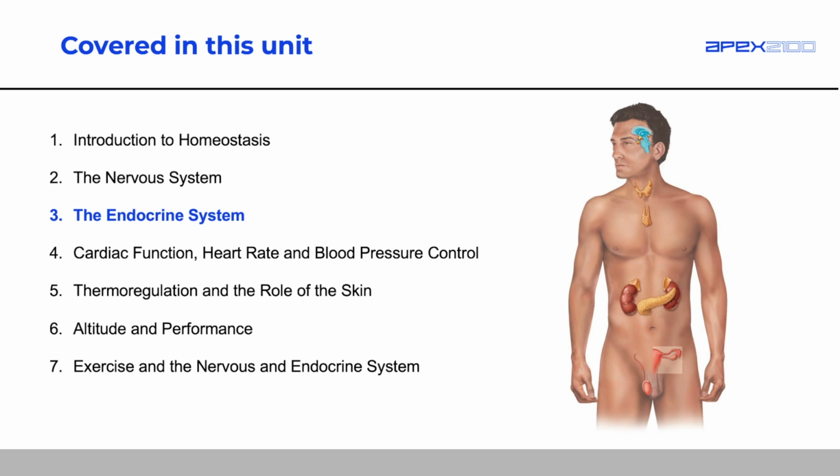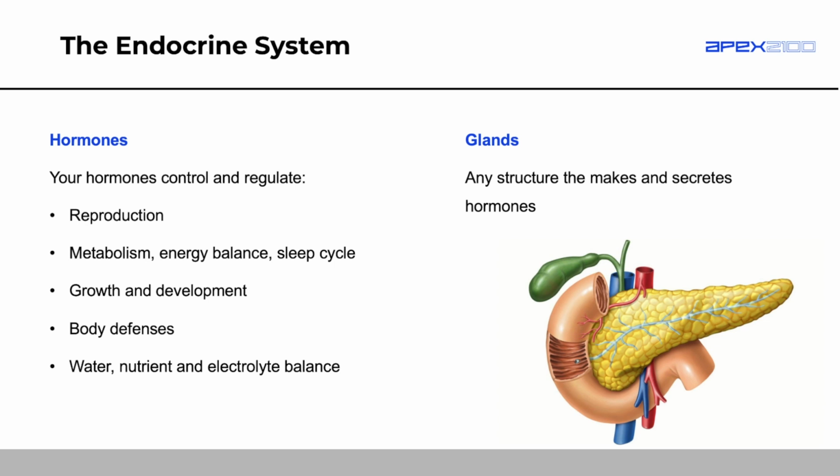Okay, we're on to our third part within this unit. We'll be looking now at the endocrine system. So when we're thinking about the endocrine system, we're thinking really about two main things. We're thinking about hormones and we're thinking about glands. Now, what's the difference between hormones and glands?